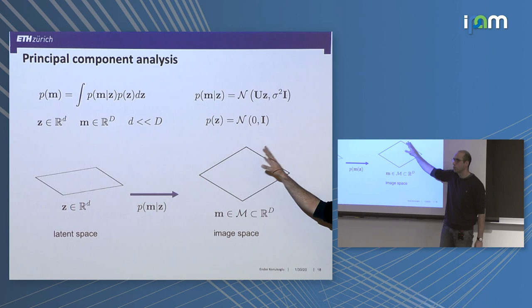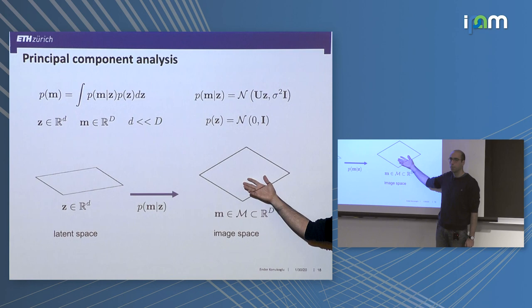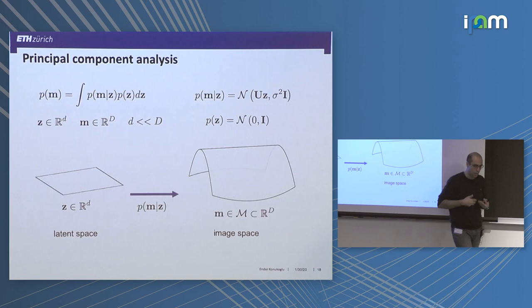Obviously, the limitation is very clear. This is just a hyperplane. So what we want is, instead of a hyperplane, can we actually put something a bit more flexible that can curve itself and fit really to the data that we've seen?